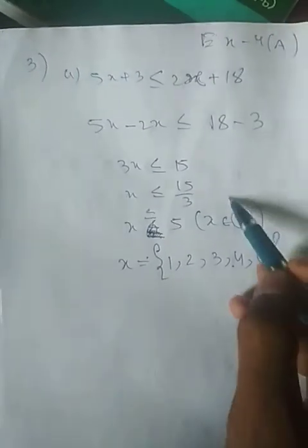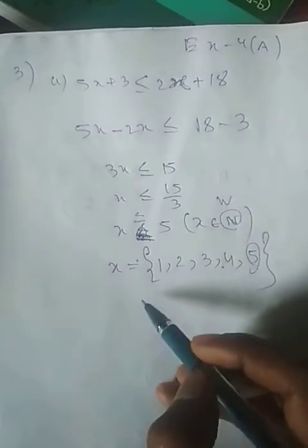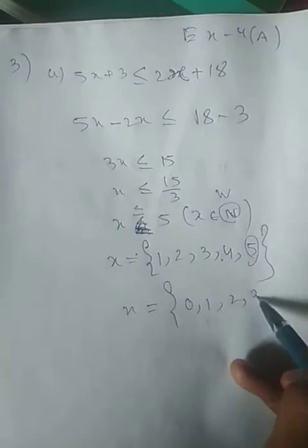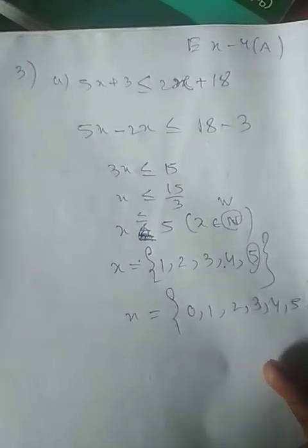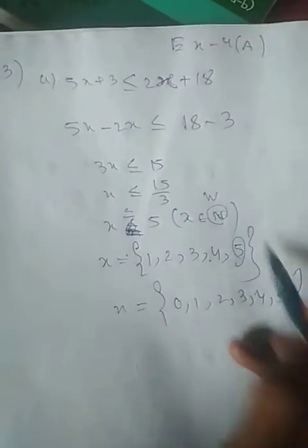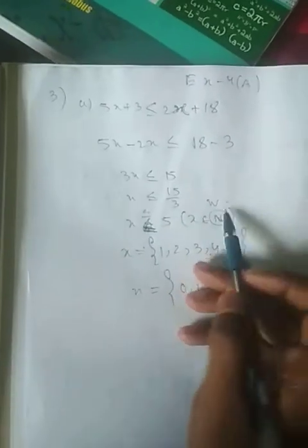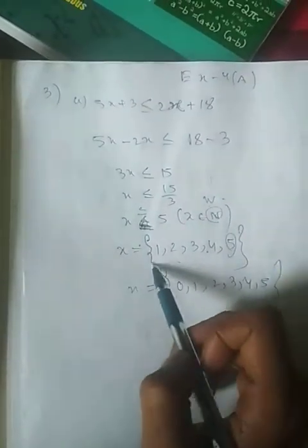If it is not natural number, that is whole number, what may be the result? The result will be 0, 1, 2, 3, 4, 5. Because we know that whole numbers start from 0. You have to understand that. But it is said that x belongs to natural number, so the set will be 1, 2, 3, 4, 5.